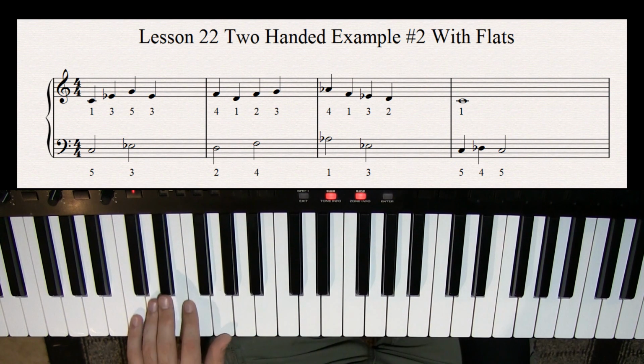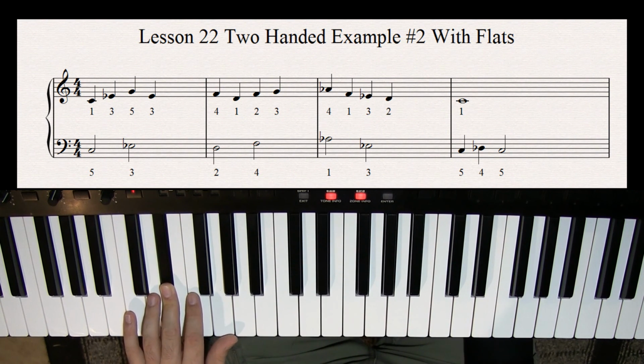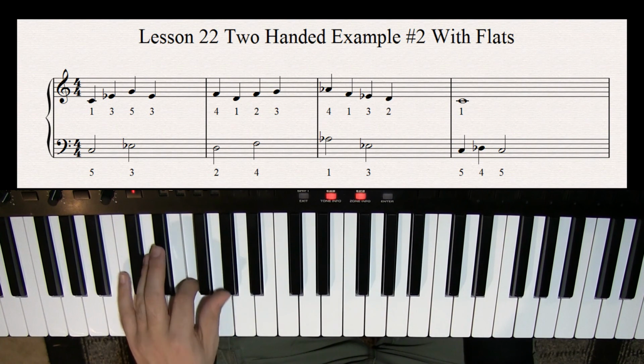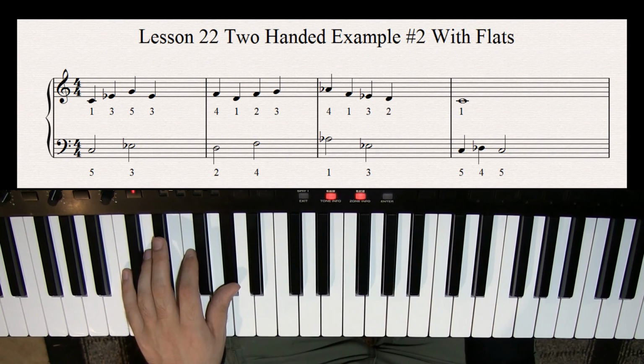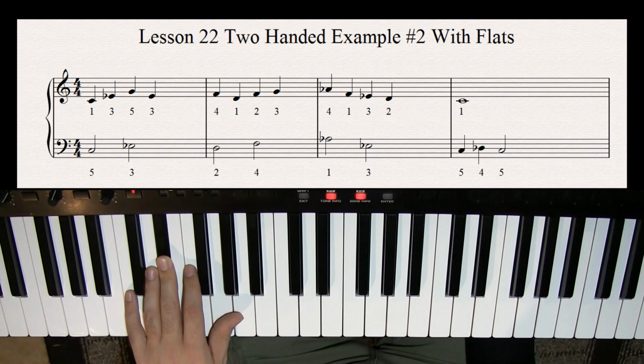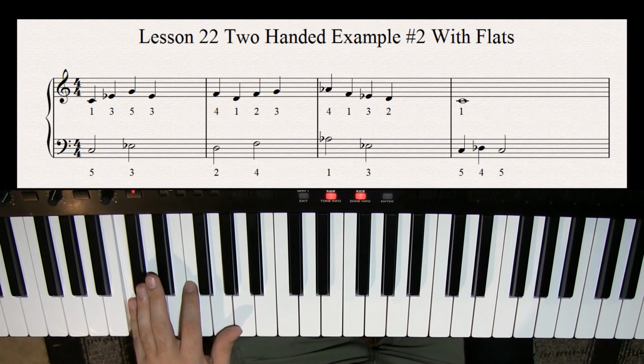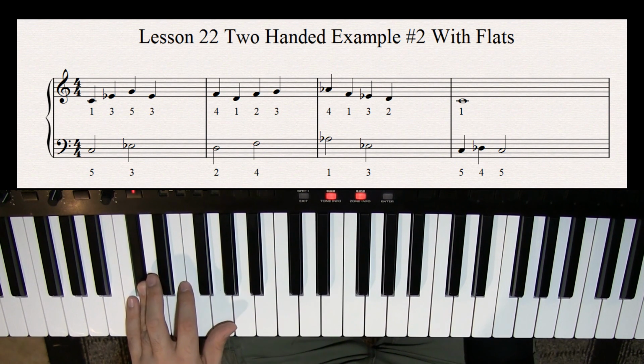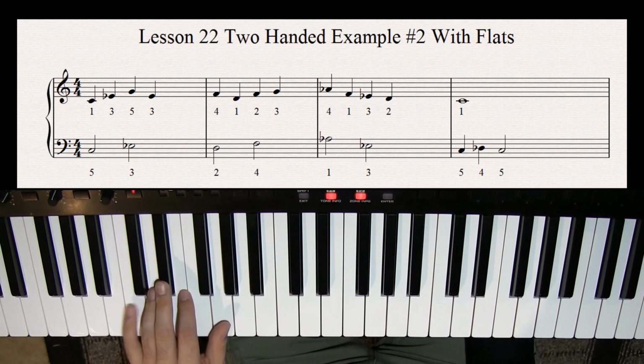Left hand, we have C with 5, first measure there. E flat with 3. And then the next measure is going to be 4 with D. 2 with F. A flat with 1. E flat with 3. And then 5 with C. 4 with D flat. And 5 with C again. So a little bit faster.